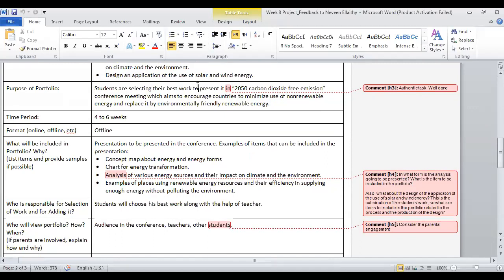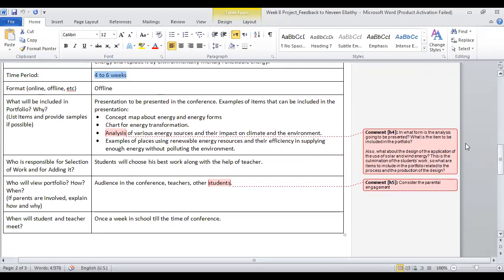For example, here she states that because it's a showcase portfolio, the students are selecting their best work and they are going to present it in a certain conference meeting, which she labeled as the 2050 carbon dioxide free emission conference meeting. Okay. And again, the duration: that portfolio would show evidence of learning for a month and a half. This is probably about midway in the semester.